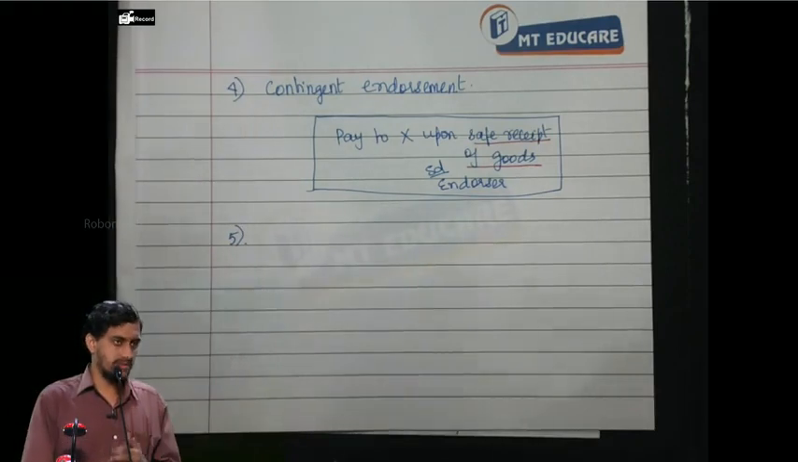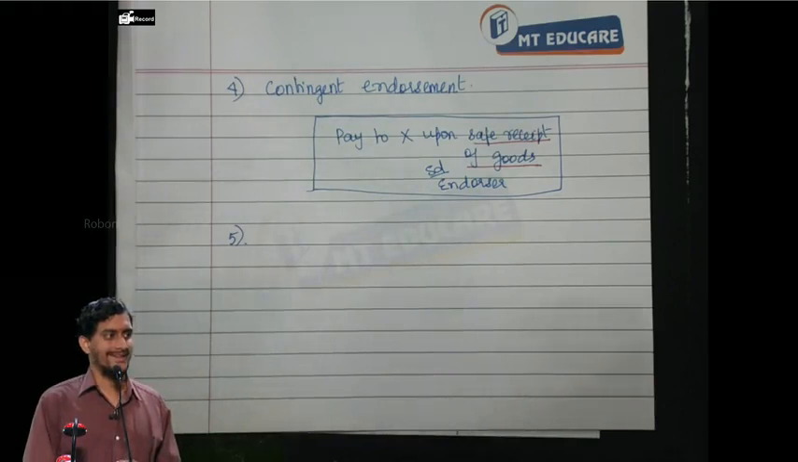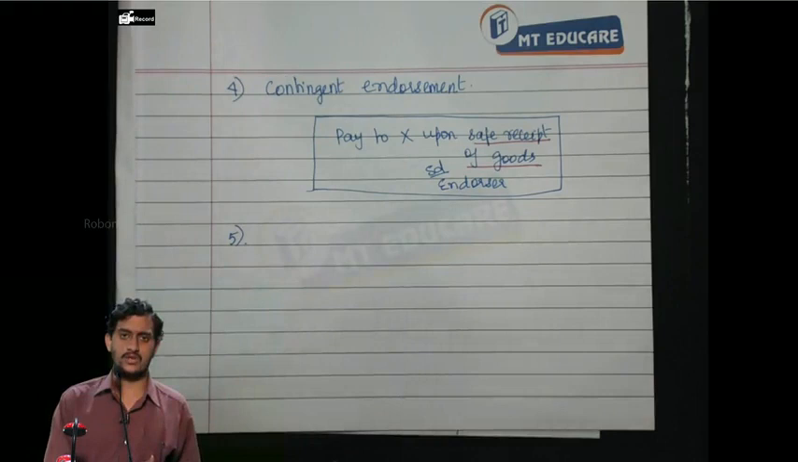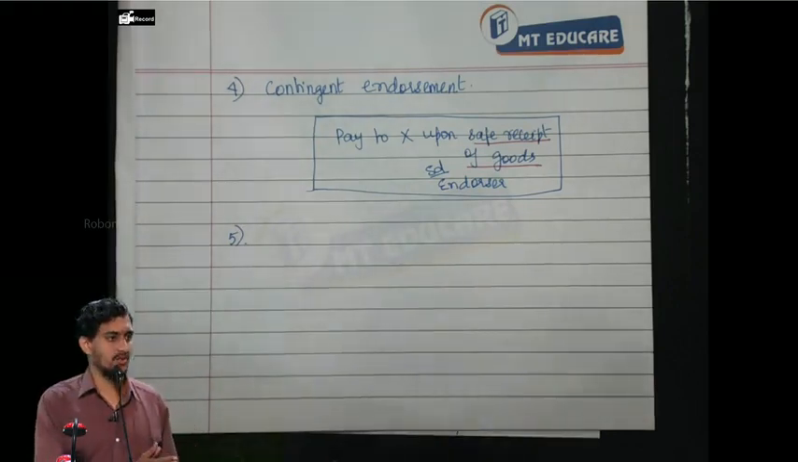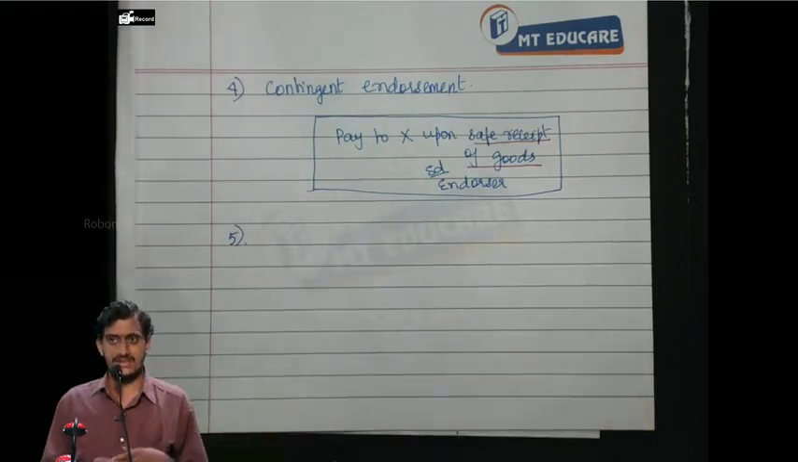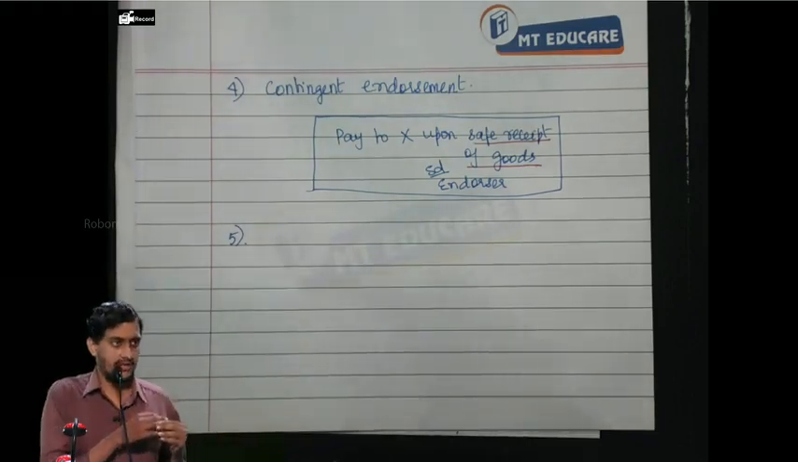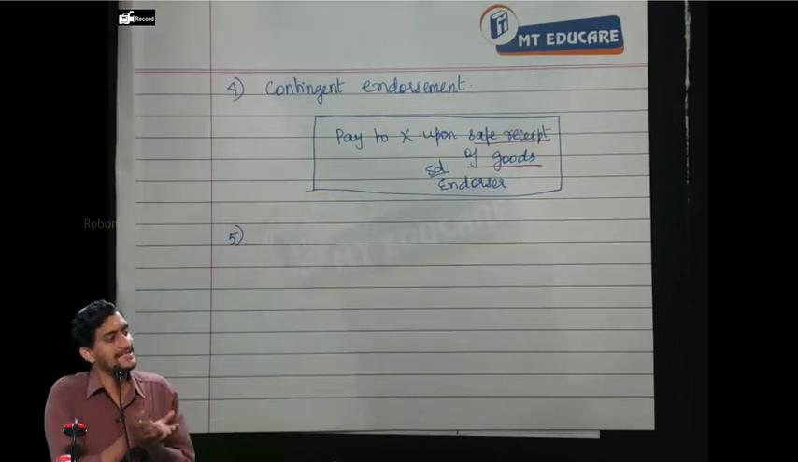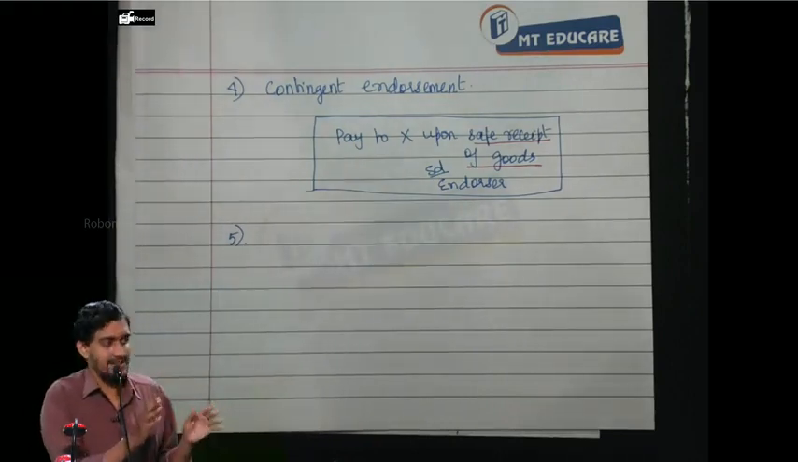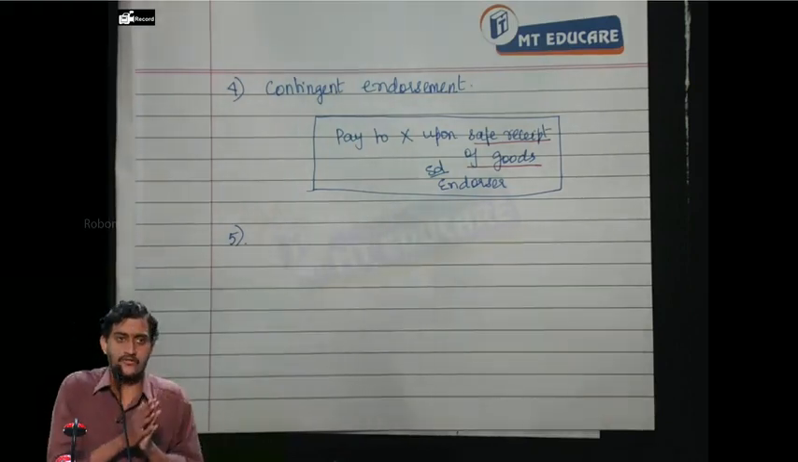When I create an instrument, a promissory note or a bill of exchange, can I put any conditions in this instrument? No. The definition says a promissory note is an instrument in writing containing an unconditional undertaking. A bill of exchange is an instrument in writing containing an unconditional order. Both should be unconditional. No conditions are to be attached to the promissory note or bill of exchange.